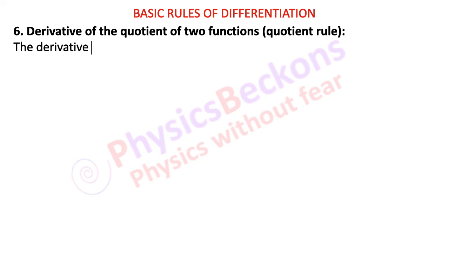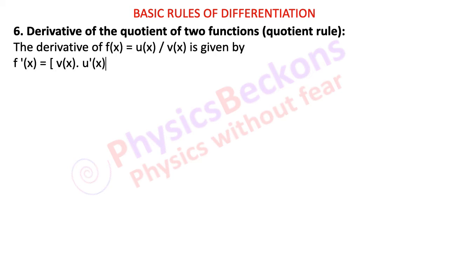For quotient, the rule is: the denominator multiplied by the differential of the numerator, minus the numerator multiplied by the differential of the denominator, divided by the denominator square.